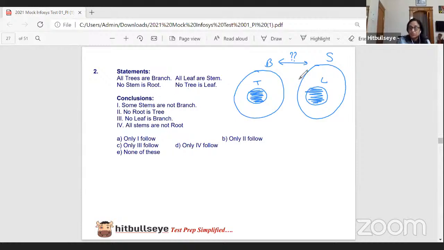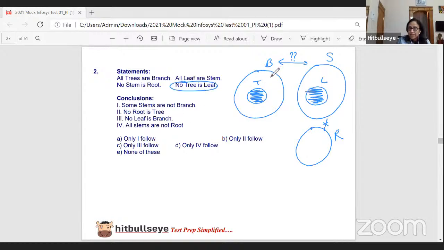No stem is root. Stem is supposed to be disjoint with root. So this circle and the circle of root are supposed to remain disjoint. They can never ever overlap. Next one, no tree is a leaf. So the circle of tree and the circle of leaf are supposed to be disjoint. As I was saying, nothing has been mentioned in this question telling me whether they can overlap or not. Does this statement make any difference now because of this new information?